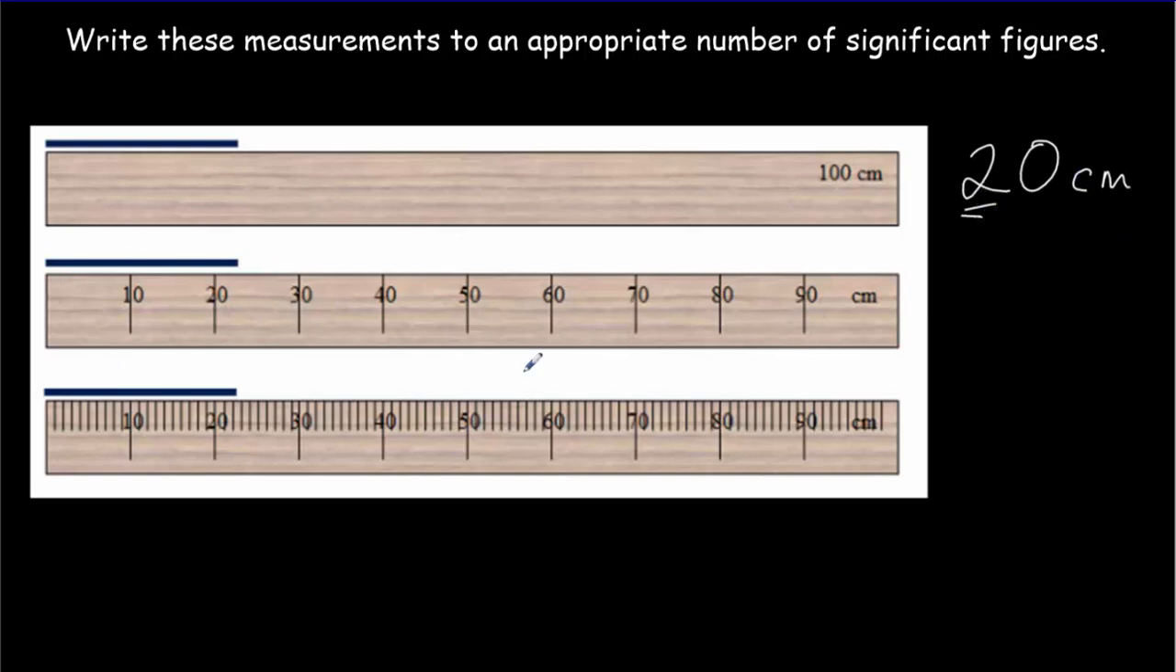In the second example, definitely a 2, but then we've got to estimate our uncertain digit there, and I'd say it was about a 2, so we'd have 22 centimeters. 2 significant digits this time. In the third example here, we're certain on the first 2, we're certain on the second 2, and then we've got to estimate between the grid lines on the third digit. I'd say that was a 5, so we'd end up with 3 significant digits, 22.5 centimeters.